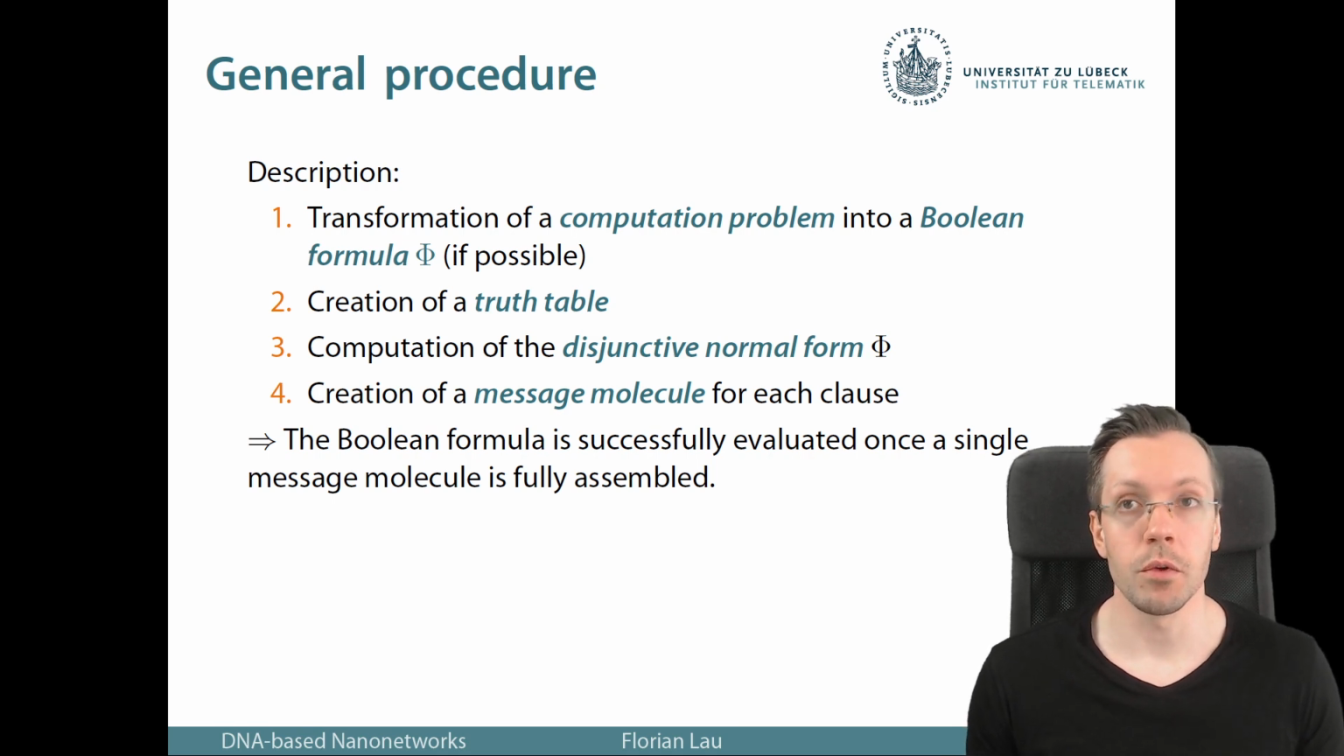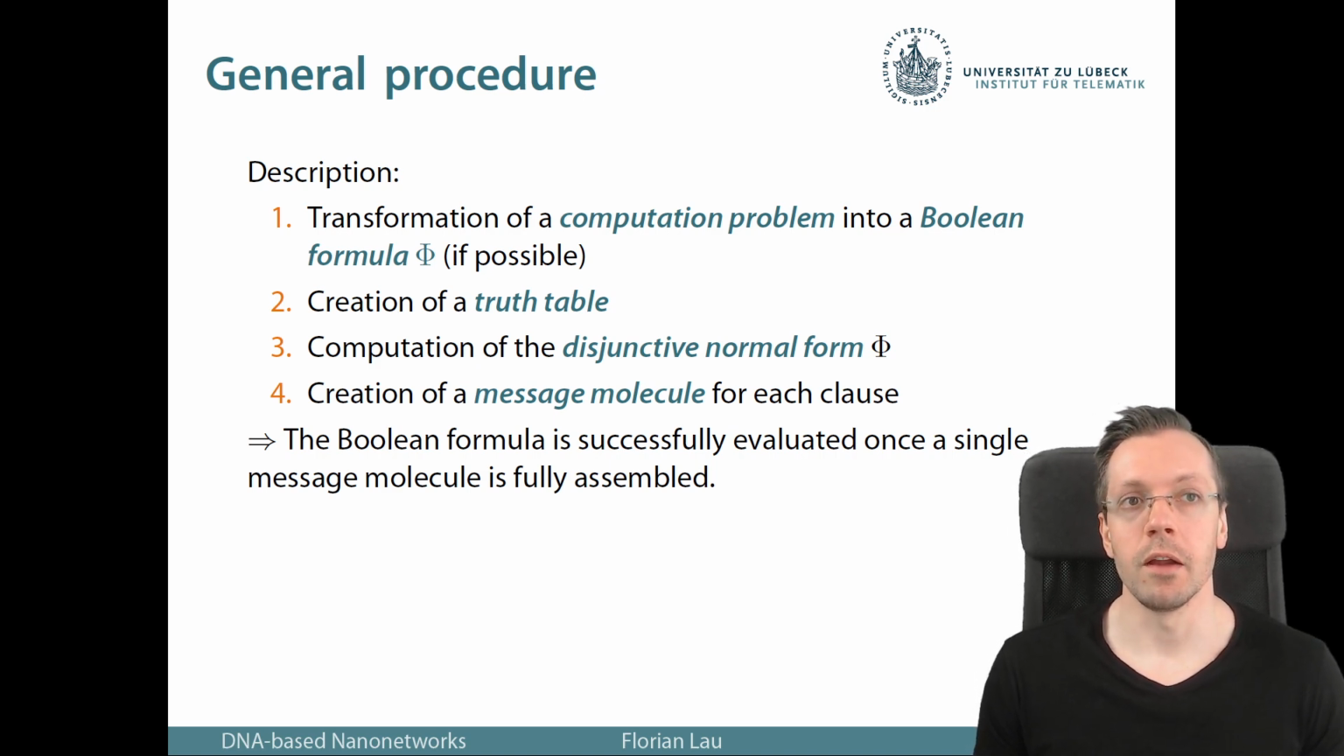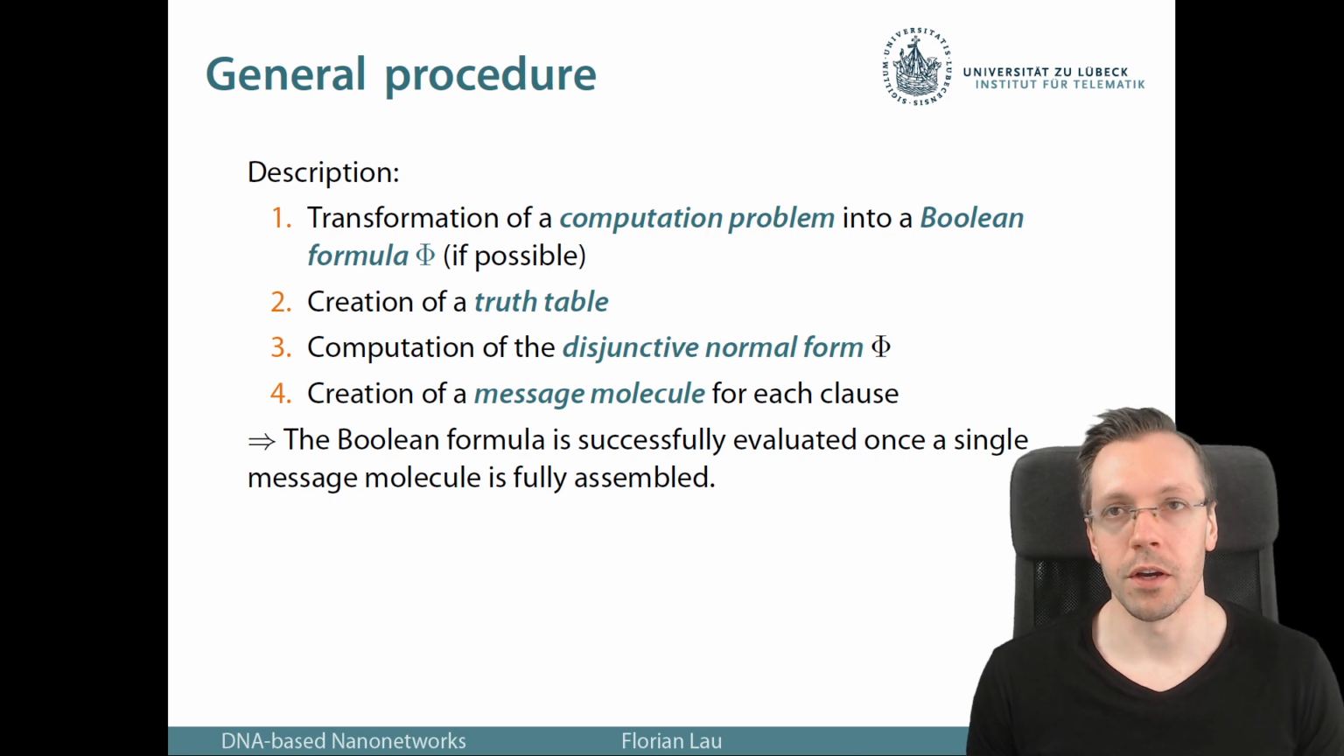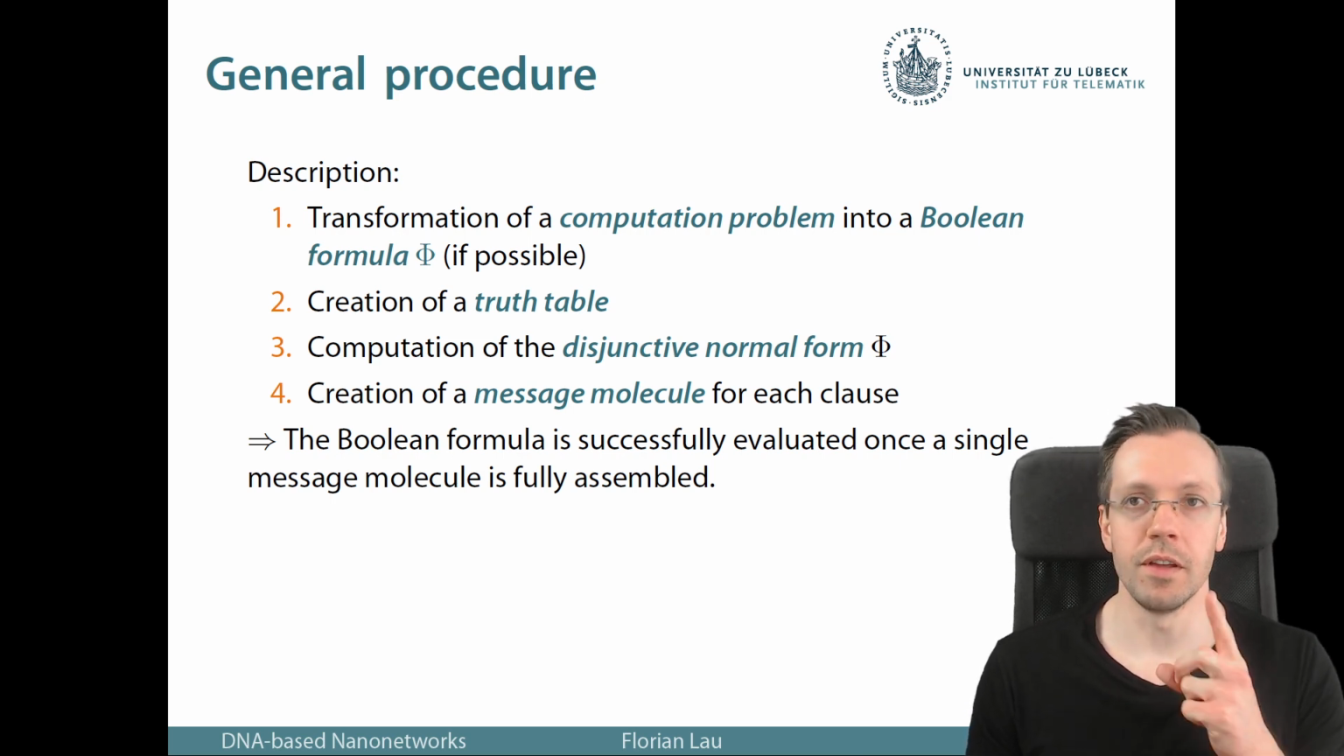And for this, we take a computational problem and transform it into a Boolean formula if that is possible. It's not possible for all, but it's possible for many. Then we create a truth table from that Boolean formula and compute the disjunctive normal form phi. And then we can create a message molecule for each of the clauses. And the Boolean formula is successfully evaluated once a single message molecule is successfully assembled, thus representing the behavior of the disjunctive normal form. It is enough if a single clause, a single line of the truth table evaluates to 1.